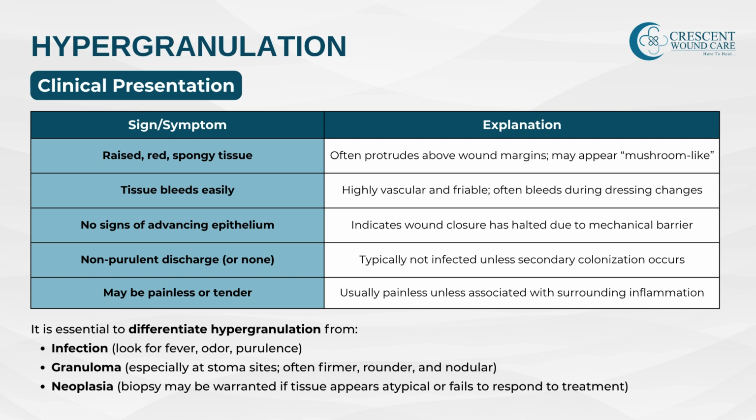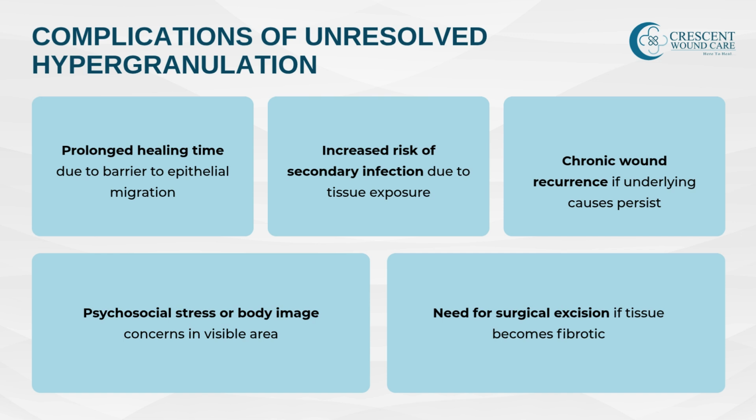Hypergranulation usually appears as raised, red, spongy tissue. It may resemble a mushroom and bleeds easily due to high vascularity, prevents epithelial cell growth, is often painless unless inflamed, and may have clear or no discharge. Differentiating it from infection, granulomas, or neoplasia is crucial. Look for fever, odor, or unusual tissue features that require biopsy. If untreated, hypergranulation can lead to delayed healing due to obstruction of skin closure, increased infection risk, possible need for surgical excision, psychosocial distress in visible areas, and chronic recurrence if root causes persist.